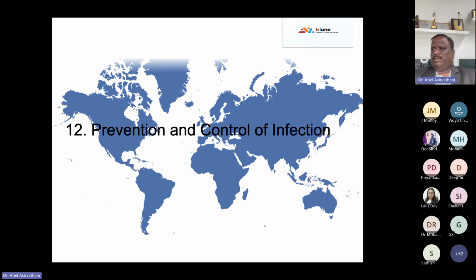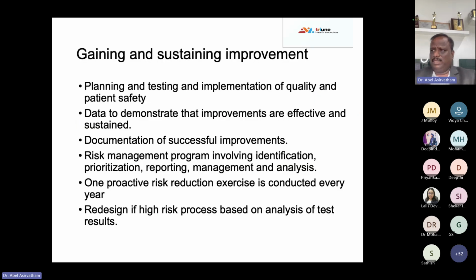Then we come to the 12th chapter. It talks about prevention and control of infection. It talks about planning, testing, and implementation of quality and patient safety data to demonstrate that improvements are effective and sustained. Documentation of successful improvements. Risk management program involving identification, prioritization, reporting, management, and analysis. There needs to be a proper risk management program depending upon the existing controls available in the hospital. One product risk reduction exercise is conducted every year. Redesign a high risk process based on analysis of test results.